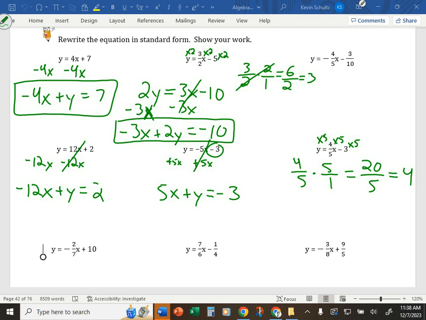So multiply 4/5 by 5. We also multiplied our y by 5. That gives us 5y. Our coefficient to x is now 4. The math is there. That explains that. And then negative 3 times 5 is negative 15. Where did the 15 come from? It came from the 3 times 5. Where did the 5y come from? It came from the y times 5. And then the math for the 4x is right here.